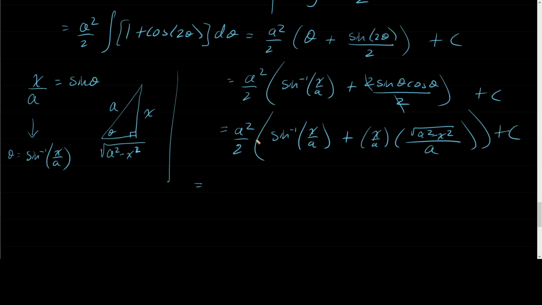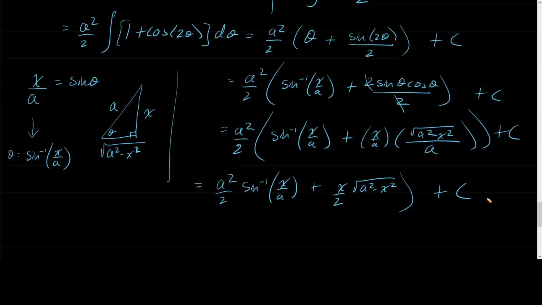Distributing this a little bit, right? I'm going to distribute this a squared over 2, so I have a squared over 2 sine inverse of x over a plus, this a squared, and these two a's are going to cancel each other out. So I really just have x over 2 times radical a squared minus x squared. And then plus c, right?